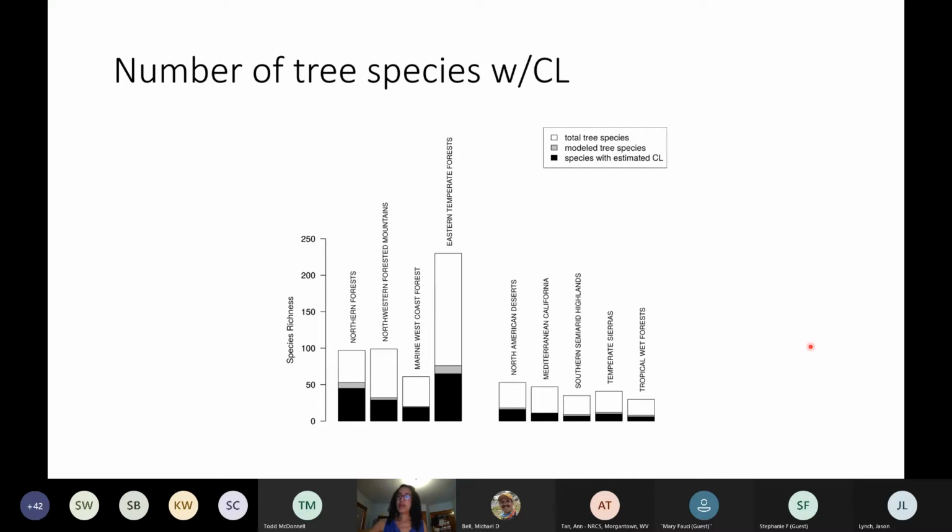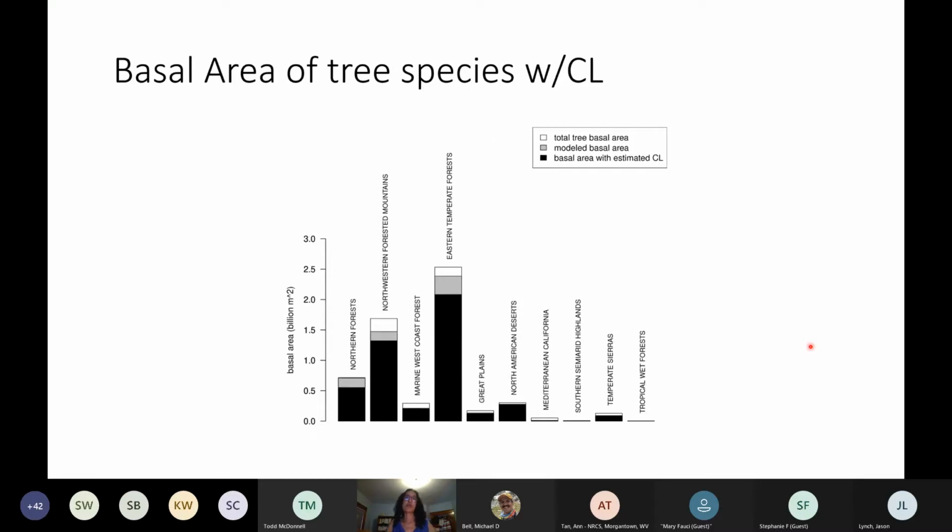From this, you can see that we don't actually have response curves for the majority of the tree species in each ecoregion. However, if we look at it from a basal area perspective, you can see that we do have by far the vast majority of basal area considered. So we're missing the rare, the infrequent species, but overall, across the country, we're including 88% of the basal area. So it does cover quite a lot.